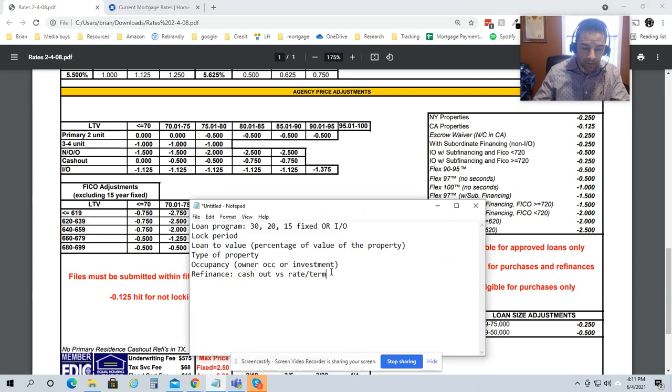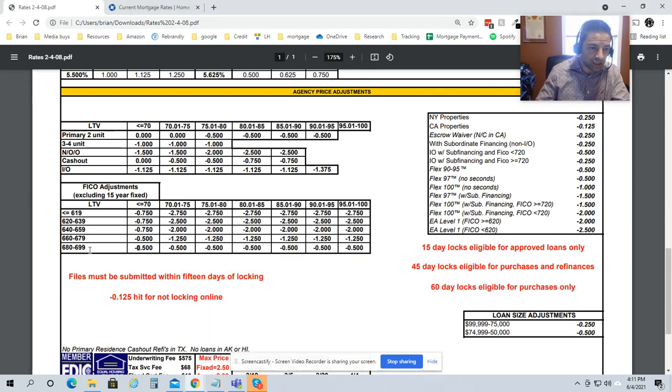Credit scores. One thing to note about the credit scores is you can see they adjust every 20 points or so. So 620 to 640 to 660 to 680. If you have a 679 score, it makes sense to invest some time and energy getting your credit score to 680, because you're going to be saving money, potentially a half point or 3/4 of a point with this particular lender.